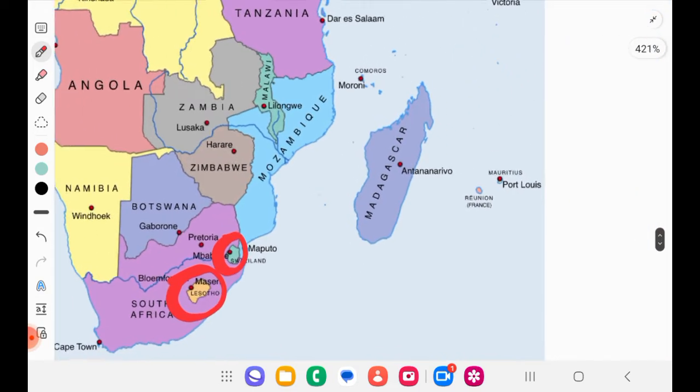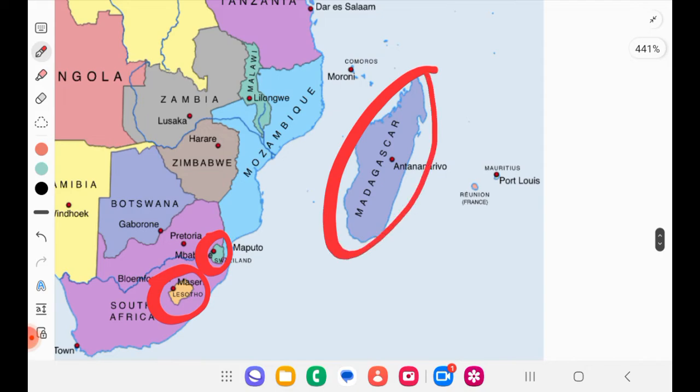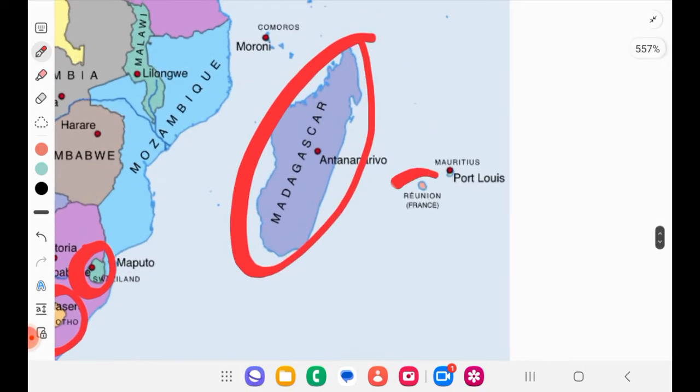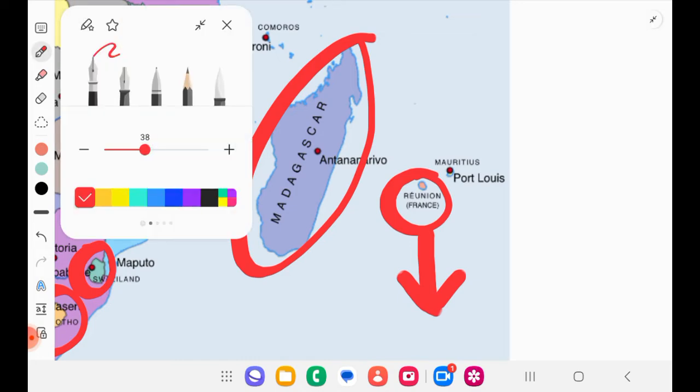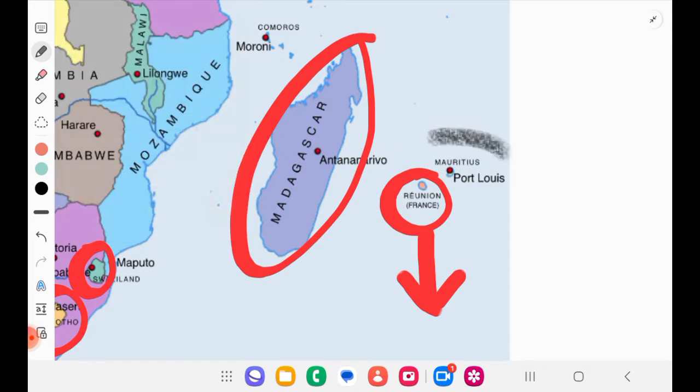We'll see the islands today. This is Madagascar, the biggest island. Second, Reunion Island. This is under the control of France, not under the control of Africa. Okay. Then we have this Mauritius. So this is also an island. Then we have Comoros.